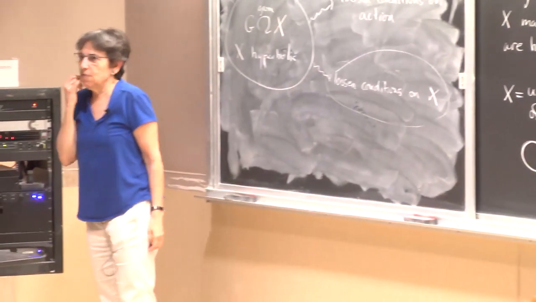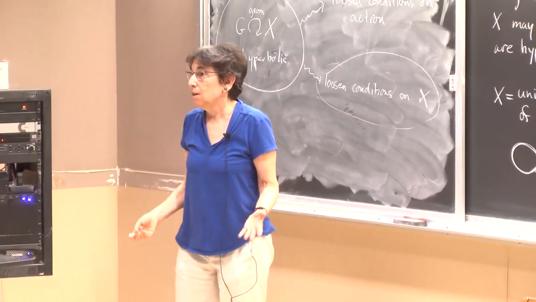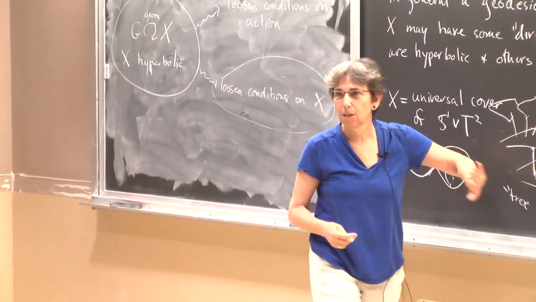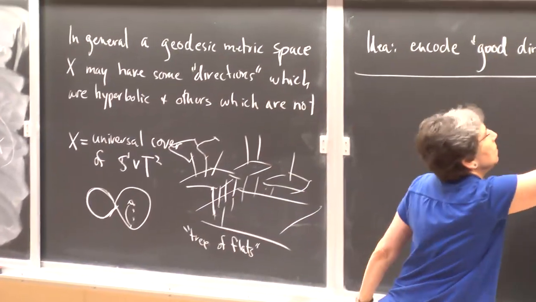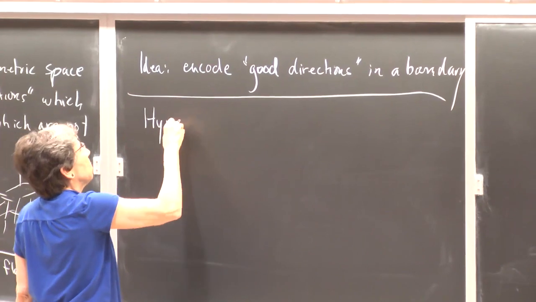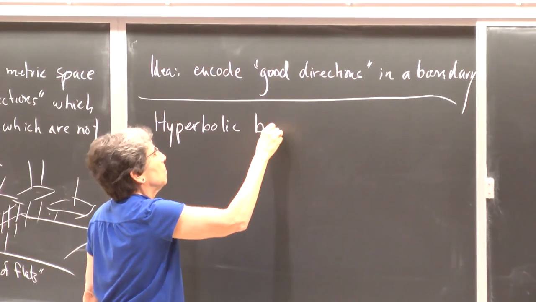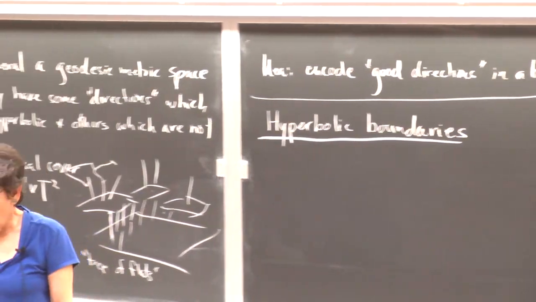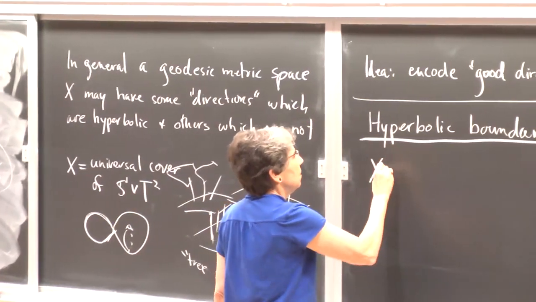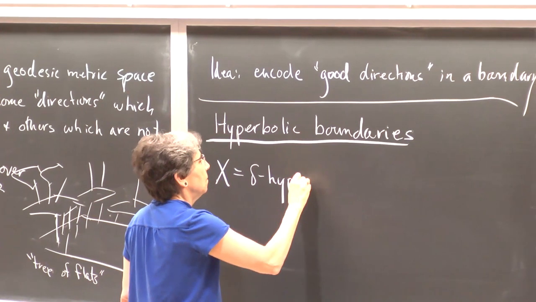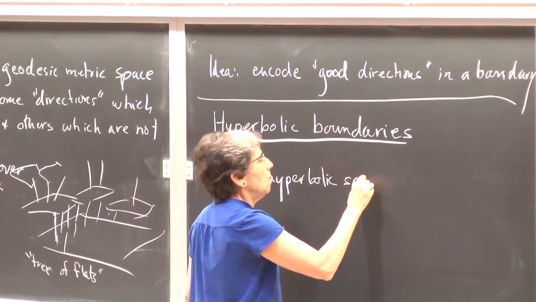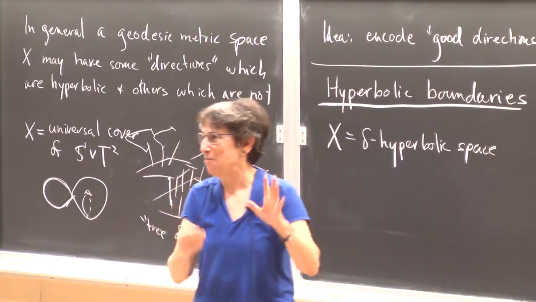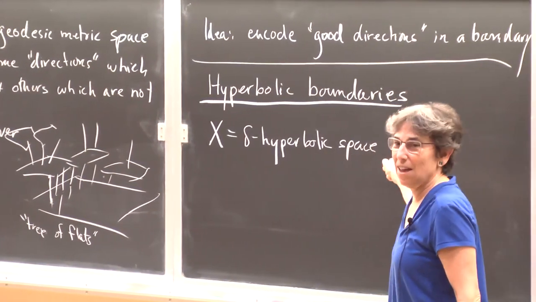So what I actually want to start with, though, is talking about boundaries of hyperbolic space. What are they? How do they act? And then try to see how we can make something similar for something like this. So let's go back to hyperbolic space for a moment. So, hyperbolic boundaries. Okay, so we're going to take X now to be a delta hyperbolic space. Remember, that means that all of the triangles are delta slim. I'm going to assume people were here yesterday, or at least the day before, in one of those two talks. So X is a delta hyperbolic space.